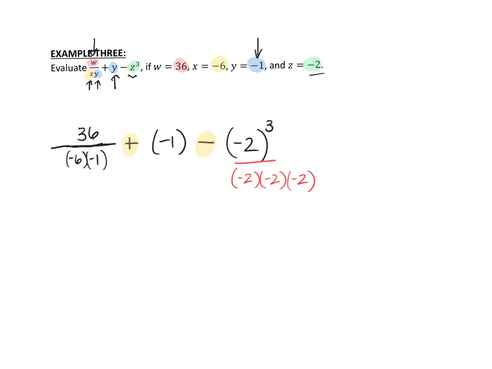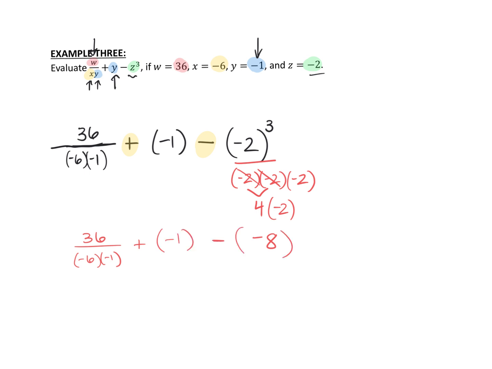Okay, when you multiply, do 2 at a time. So a negative times a negative is a positive 4. I use those. Now times negative 2. Well, 4 times negative 2 would give me negative 8. All right, now I'm going to rewrite kind of what I have. So I have 36 over negative 6 times negative 1 plus negative 1 minus, I got negative 8 back there.